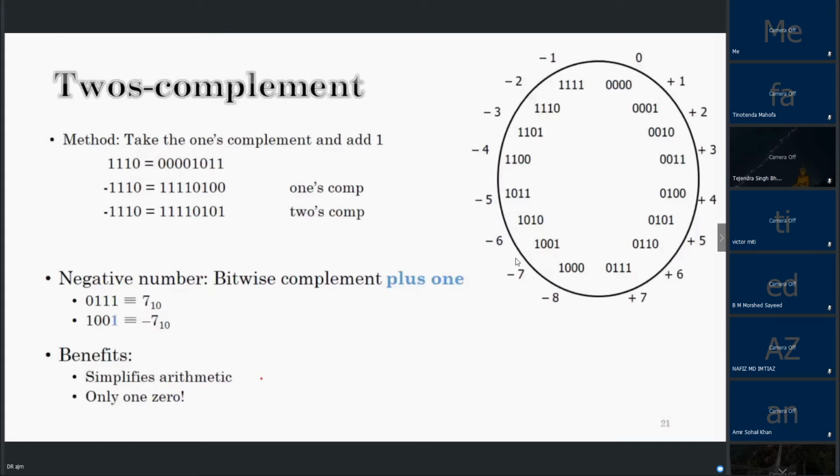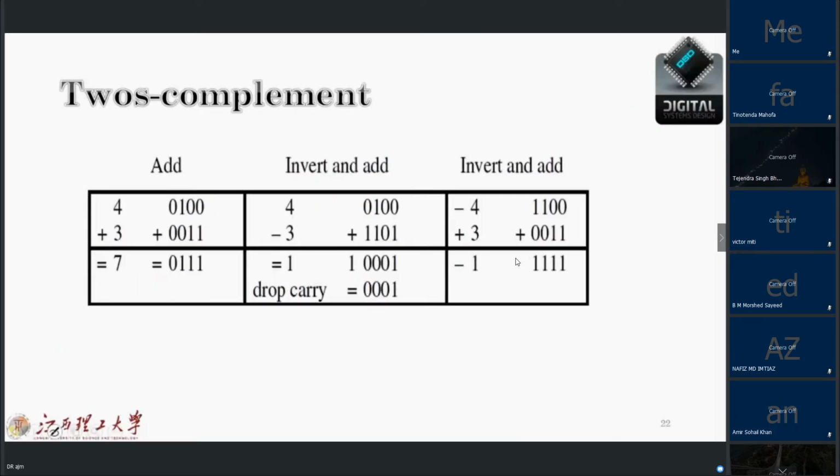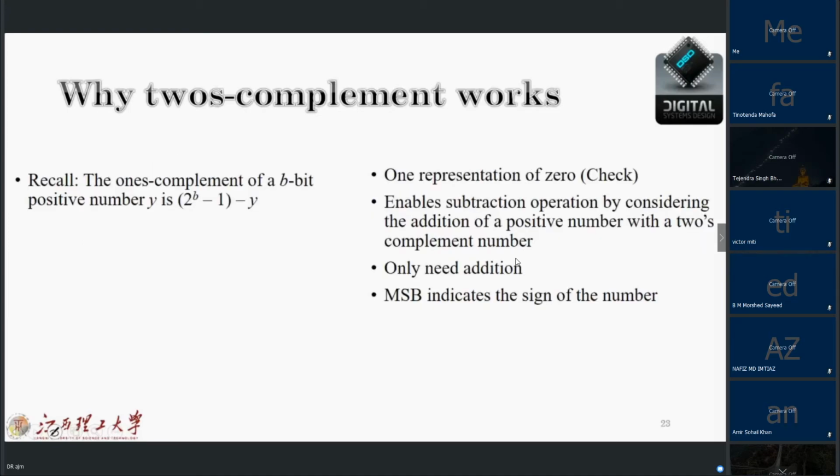Okay, let us do our repeated example once more, but this time with 2's complement. With 2's complement, 4 plus 3: 4 is 0 1 0 0, plus 3 is 0 0 1 1, and it becomes 7. It's okay. 4 minus 3 works like this: the first number is 4, the second number is minus 3, and we drop the carry. If I invert and add, minus 4 plus 3, I can see that the result is okay now.